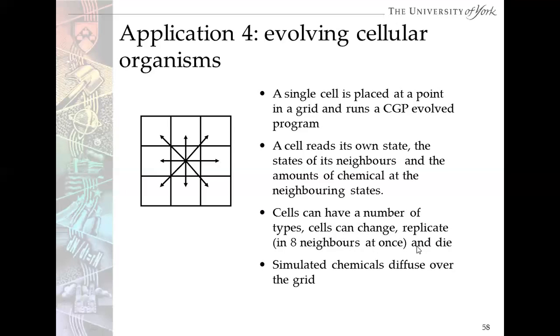Cells can also die, so they can, as it were, go into the death state. Simulated chemicals naturally diffuse over the grid. So I've just drawn one picture here, but with chemicals you'd have several of these maps, one containing the cells and one for each of the chemicals.